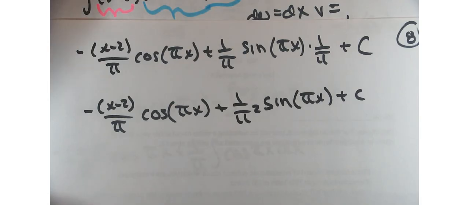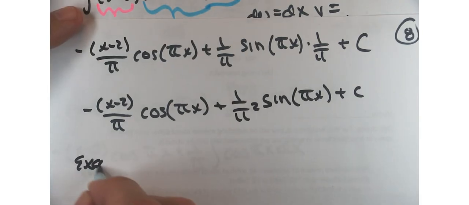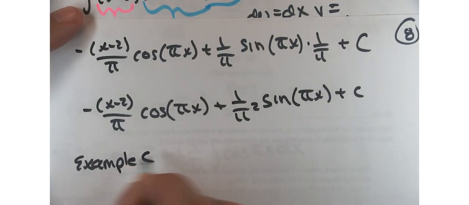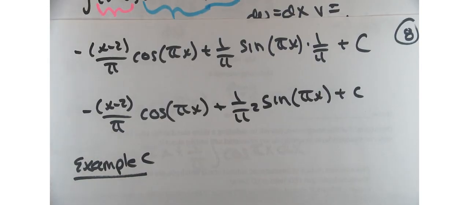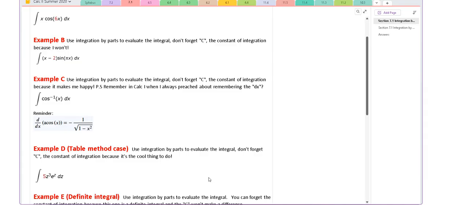Let's move on down to example C. All right. I think this one had cosine inverse in it. Yeah. So definitely mixing things up here. Cosine inverse of x dx.